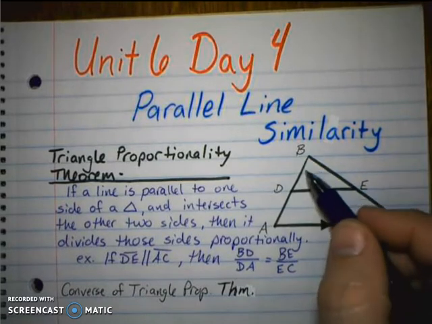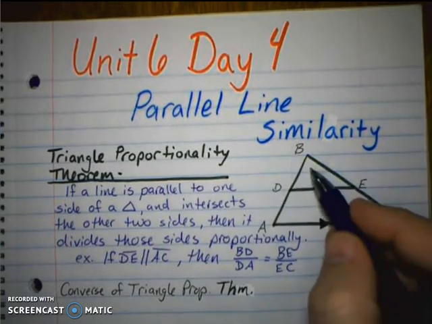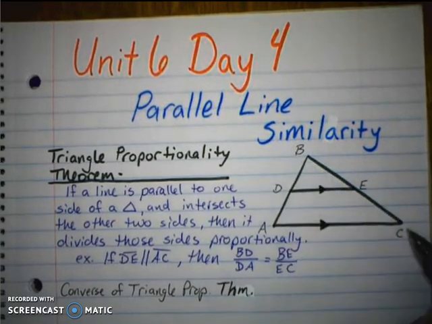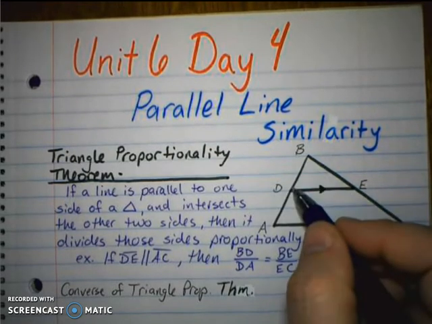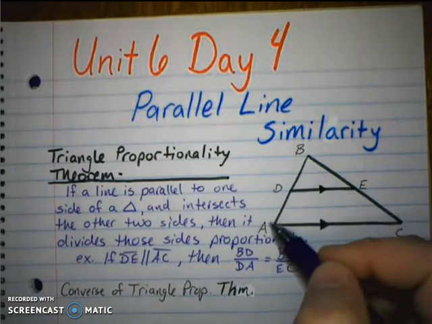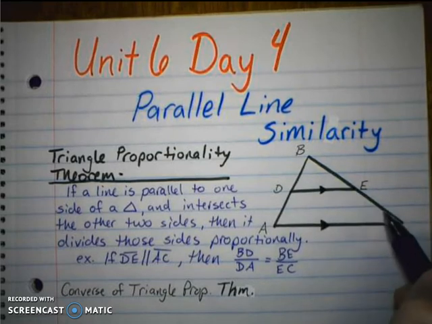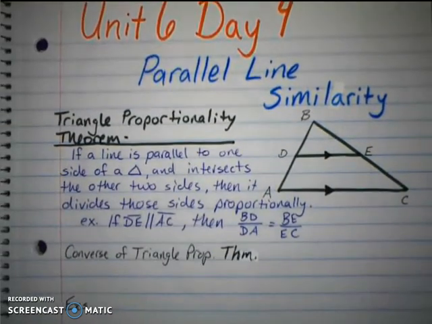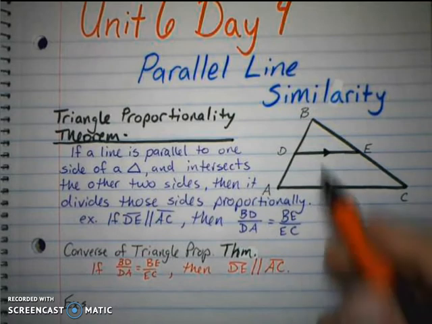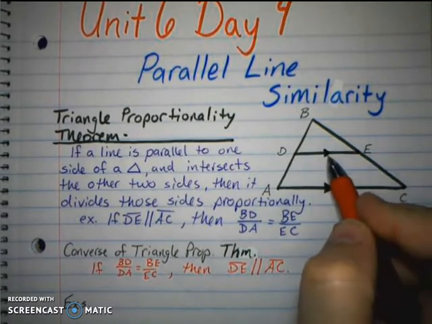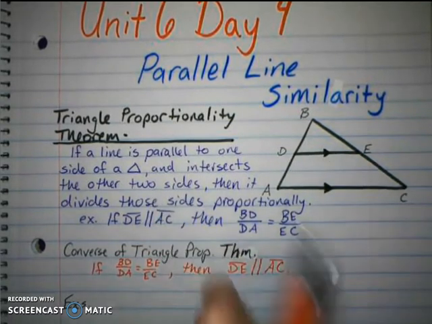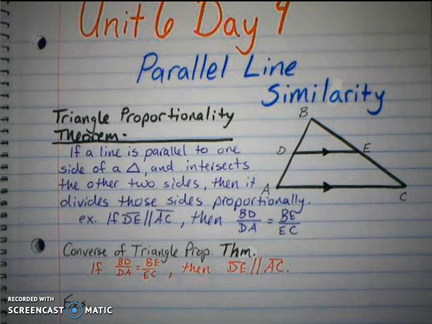So now we don't have to use the similar triangles BDE and BAC to show that BD is proportional to BA. We can just use the individual segments here. All right? And this has a converse that also is true. If these are proportional segments, then we can conclude they are parallel lines also. All right, so let's try some examples.